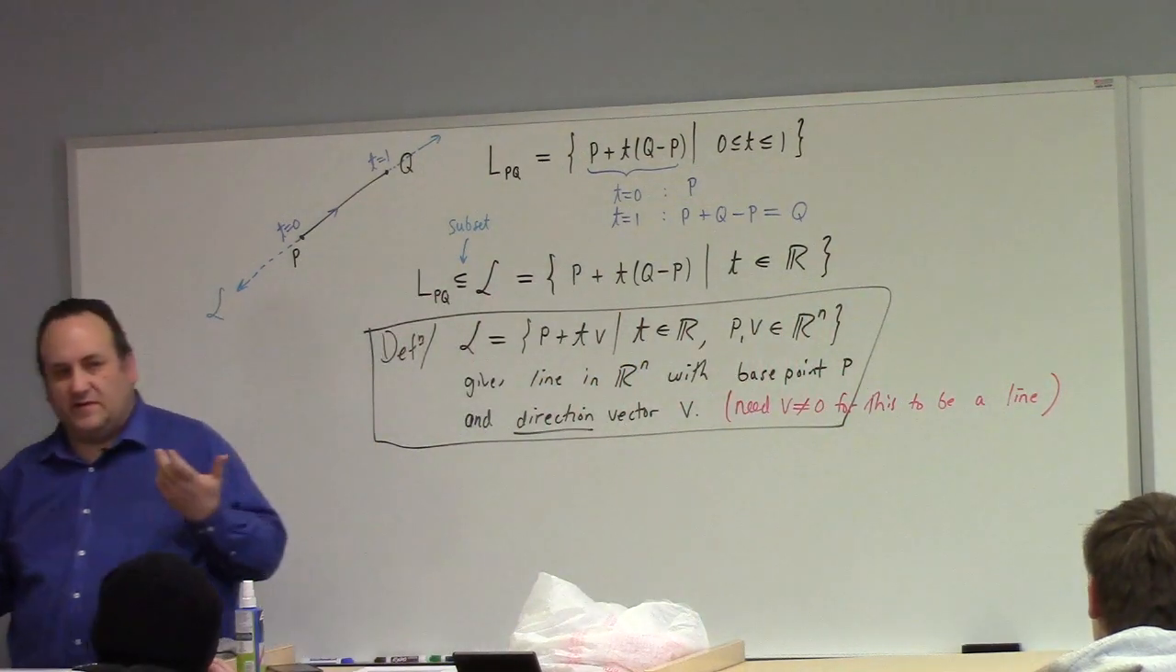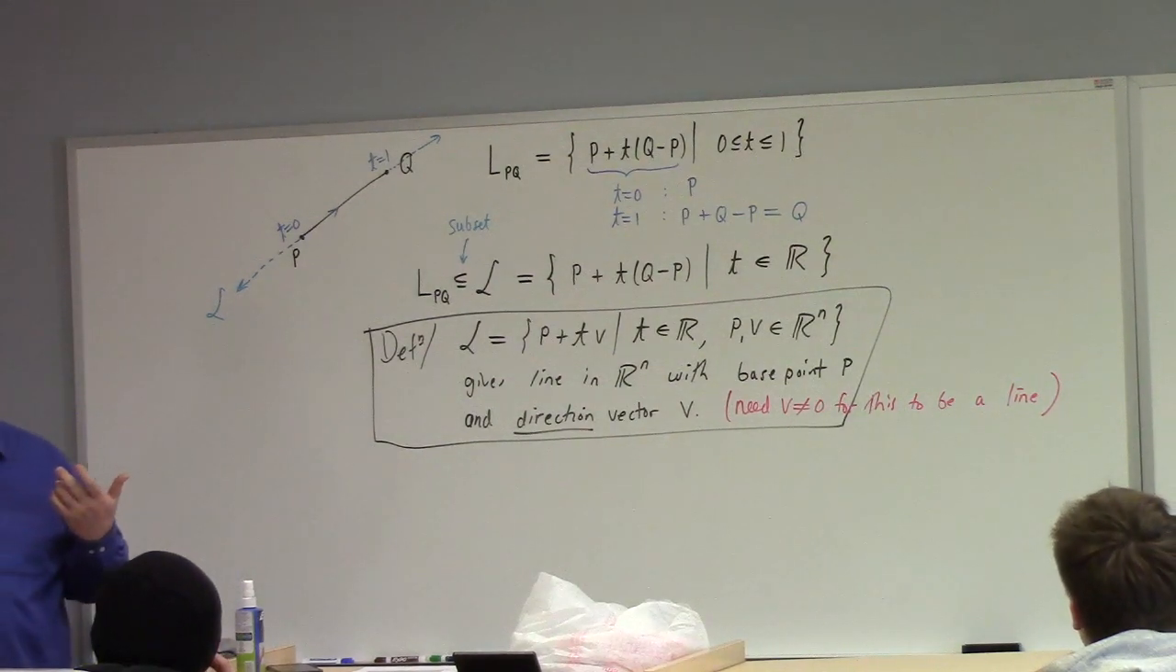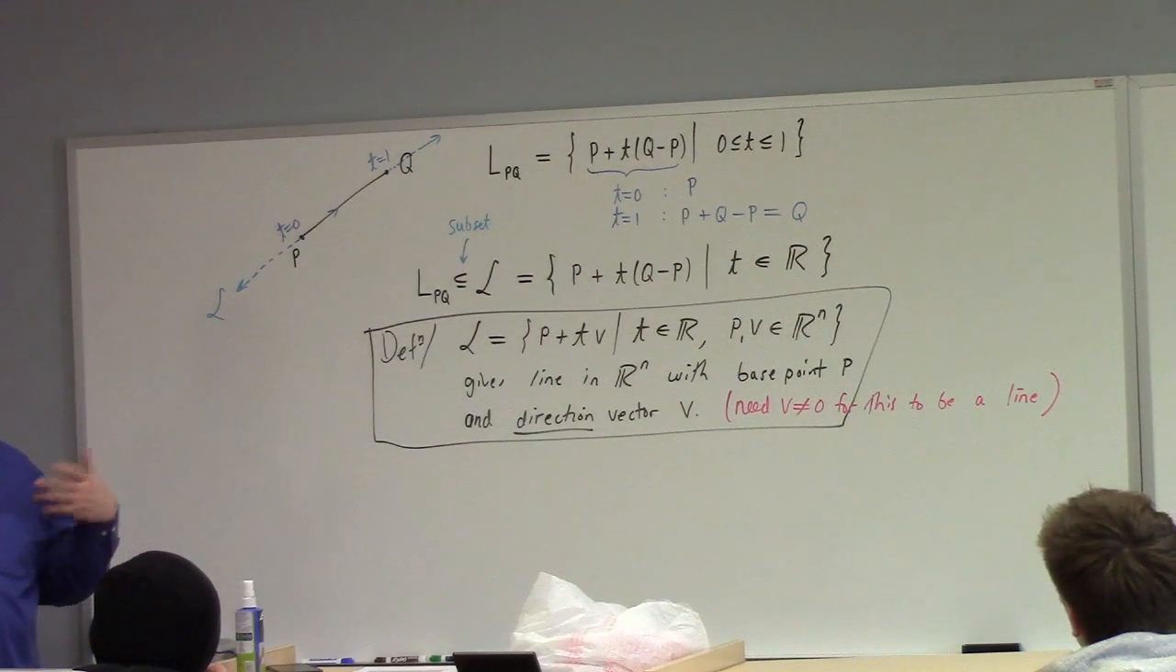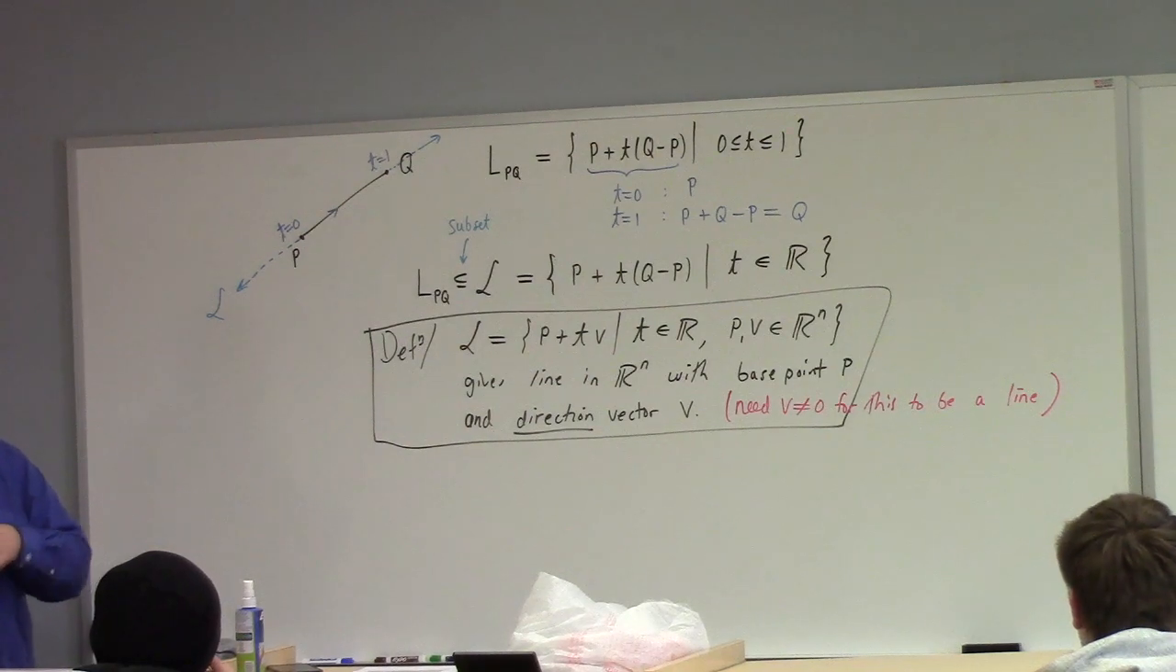What happens if V equals 0? What is that set? It's just a point, right? So a point's not a line.